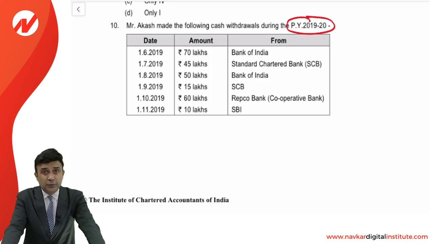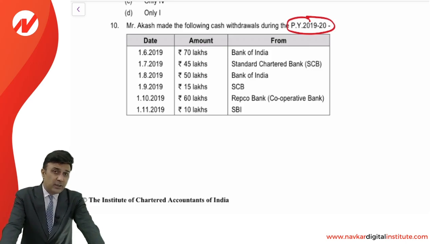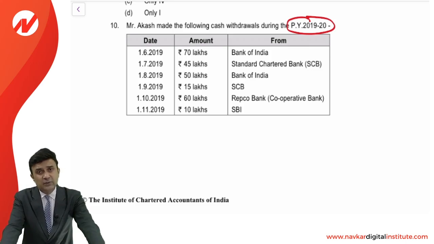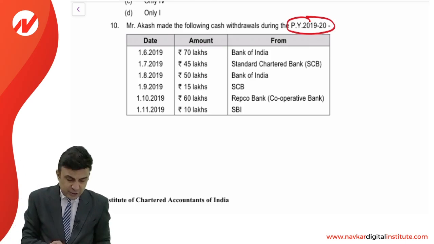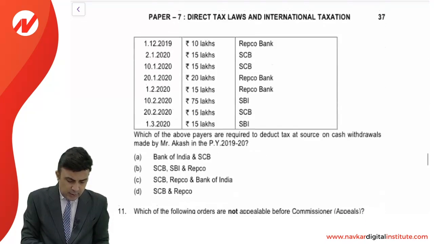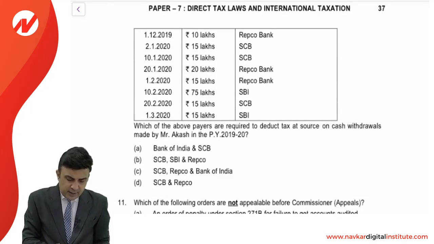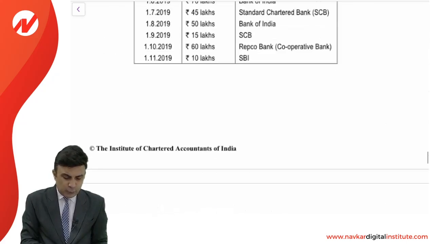But for the purpose of considering the aggregate limit of 1 crore, you have to take the aggregate of the withdrawals made prior to the date the TDS is made applicable, that is up to 30th September 2019, as well as thereafter. So let me check. You have the following cash withdrawals, and which of the above banks are required to deduct TDS on cash withdrawal made by Akash in the year 19-20? Let me check out, friends.